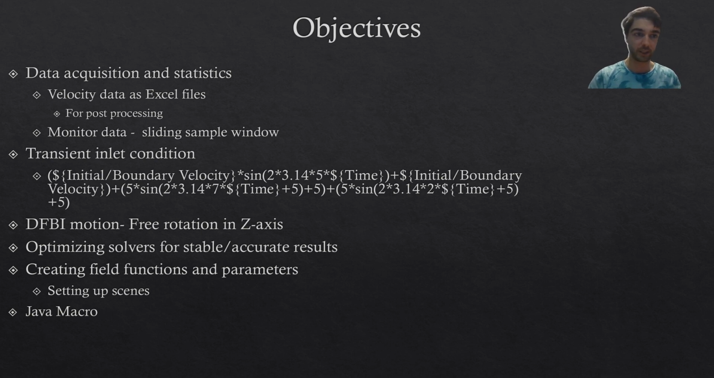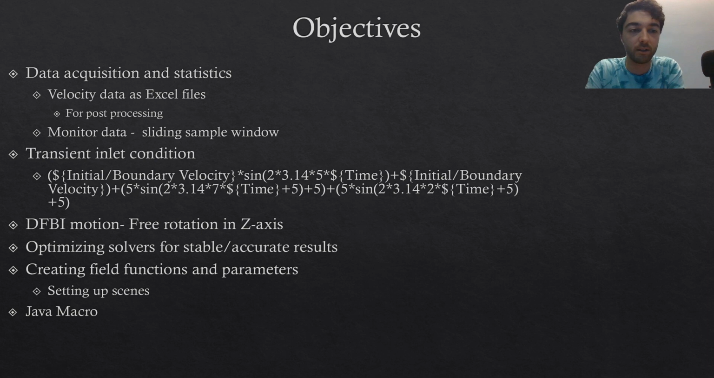And you can see the transient inlet condition. It's an addition of sine waves, so it gives a Fourier wave pretty much. And I'll teach you how to create this field function. Also, again, I'll be teaching you about the DFBI motion, how to set it up. And we'll be optimizing solvers for stability and accurate results.